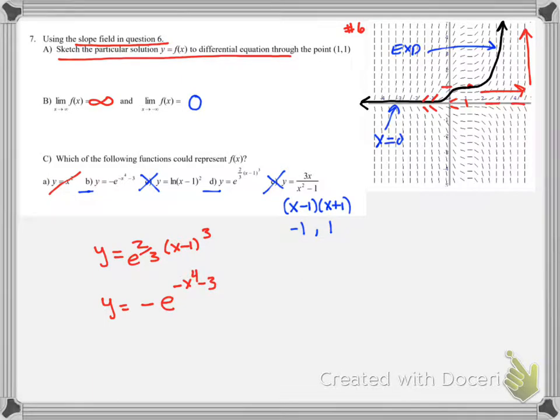And here's where we can decide. This is a negative exponential, so instead of going up, increasing, ours is going to increase exponentially down. So it can't be B, but it could be D, and it must be D.